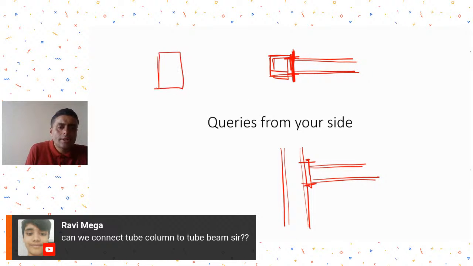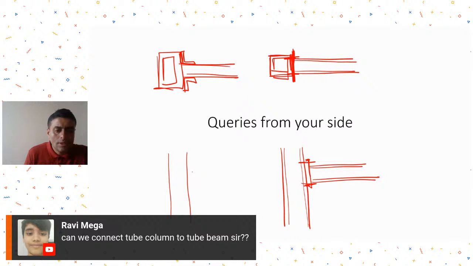The other type of connection can be that if this is my column and if the beam is slightly smaller, I can have some connection like this. So I can place some cleat member like this, and then using the cleat I can connect it. So the connection will look something like this, that I have a cleat member over here and I connect my beam like this. This can be another connection type.